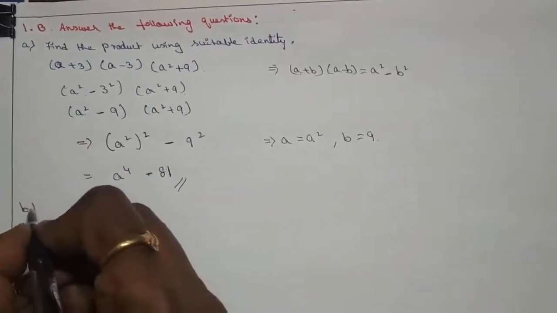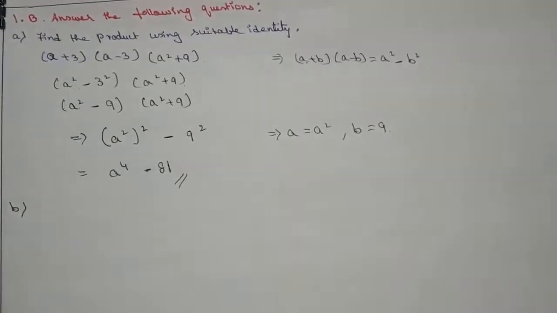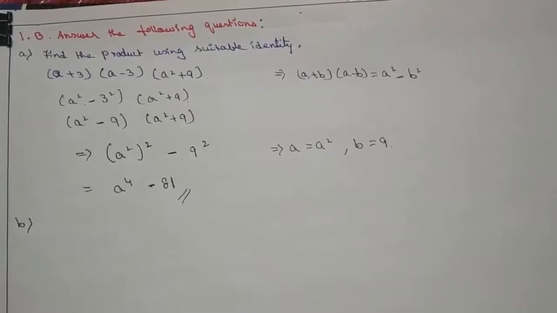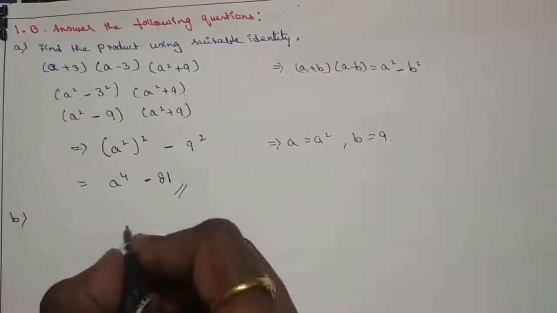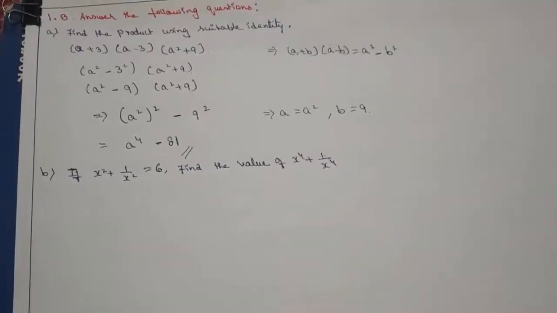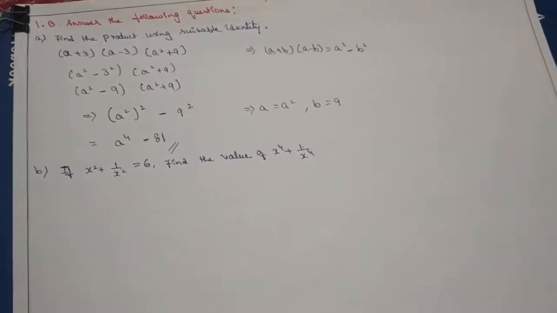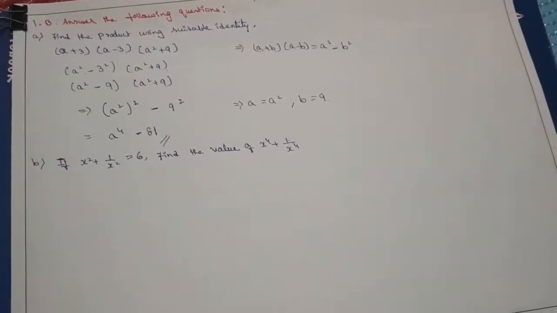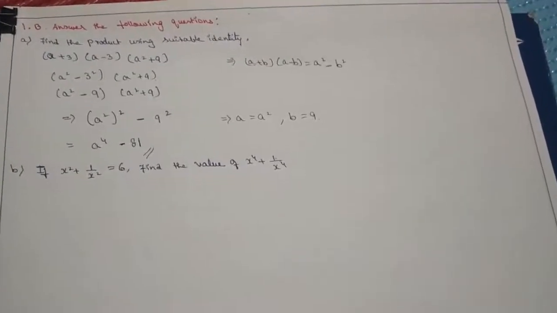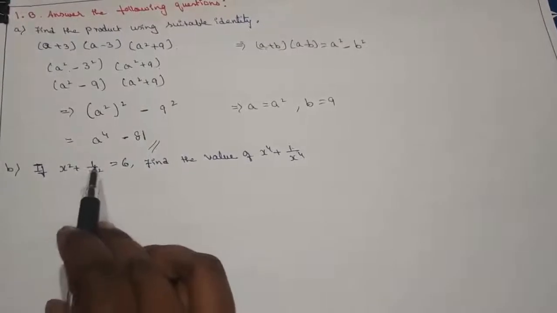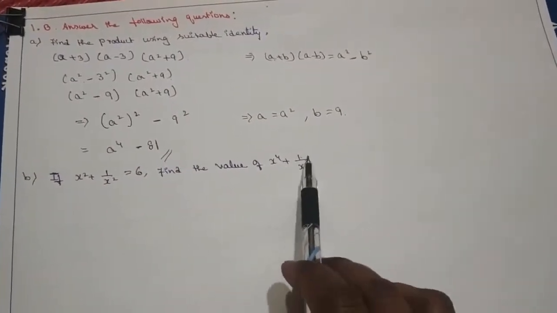What is the B question given? If x square plus 1 by x square equals 6, then find the value of x power 4 plus 1 by x power 4. Yes, one thing remember, children. All the B main questions are very important from the examination point of view. Along with that, these questions are very useful in higher classes. Okay. So x square plus 1 by x square equals 6. Find the value of x power 4 plus 1 by x power 4.